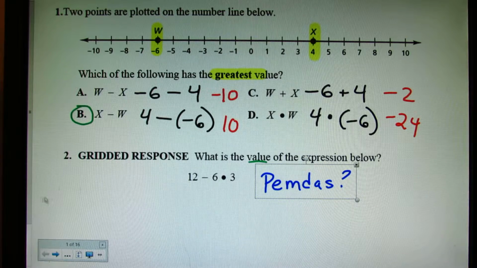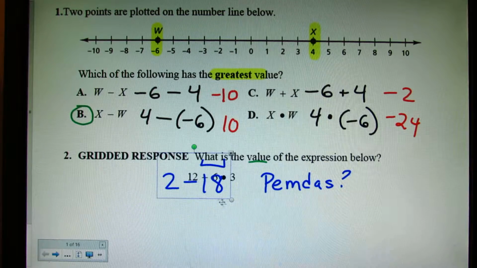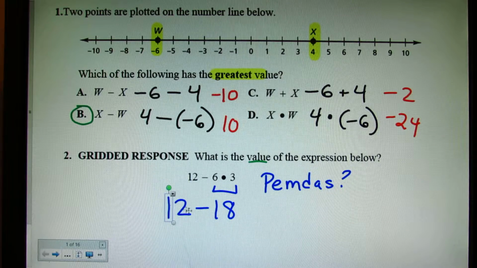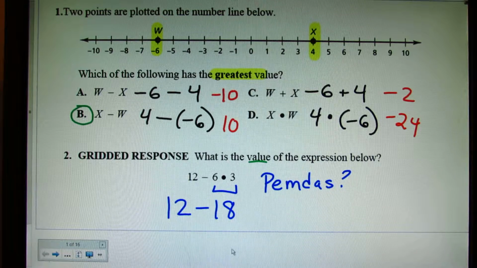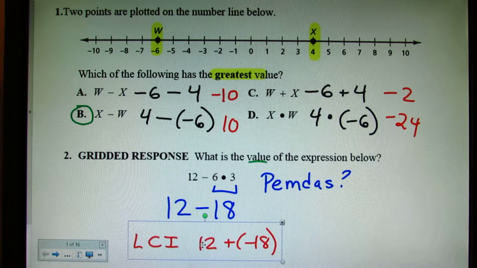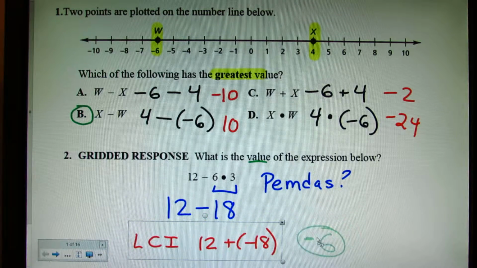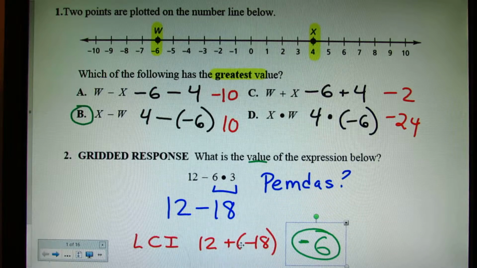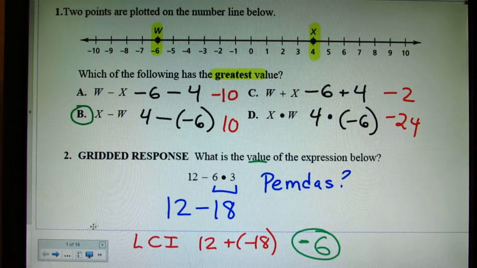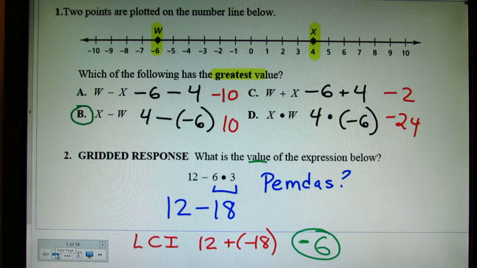So I'm going to do 6 times 3, and I'm going to get 18. Oh, forgot my 1. Here we go. And now I'm going to rewrite it as 12 minus 18. Okay, well again, in my calculator, I can just do 12 minus 18. If I had to do it by hand, I'd have to use LCI. But my calculator will give me the answer automatically, and that's going to be -6. So the answer for number 2, the value of this expression is -6. So far so good? Okay, moving on.